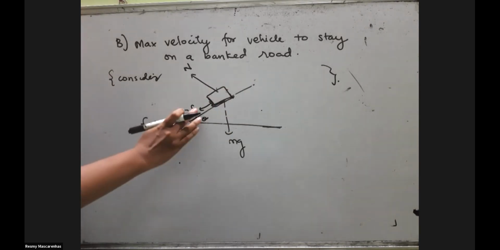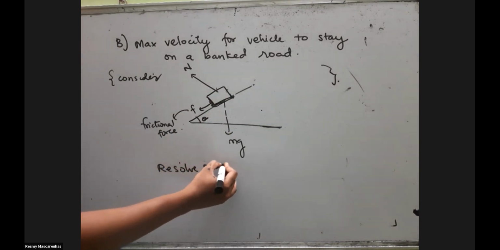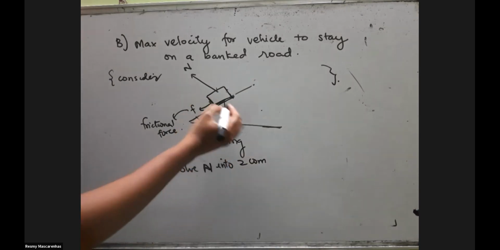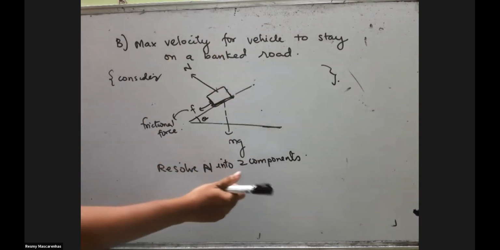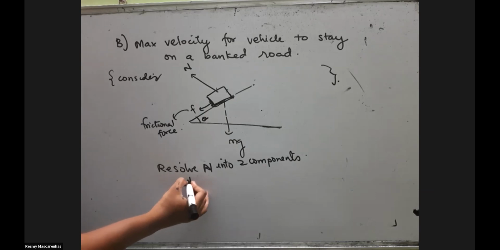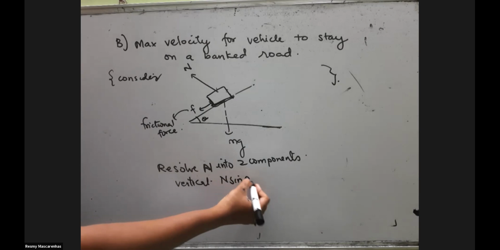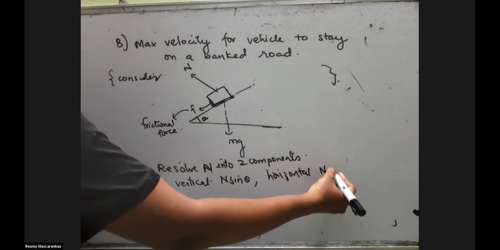So now we will just try to resolve this. So resolve N into two components. Same as the previous type only. So one will be vertical, N sin theta, and the horizontal would be N cos theta.